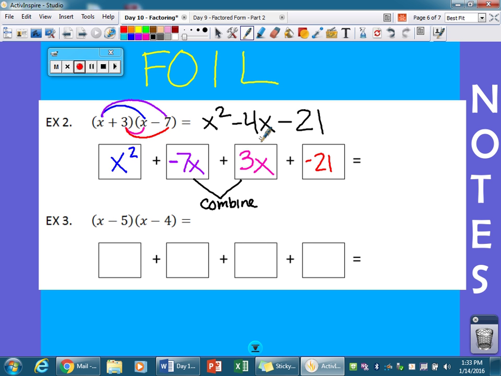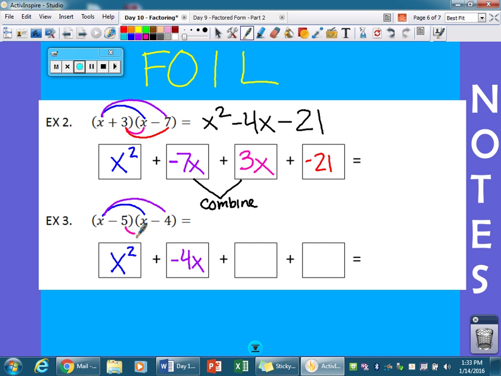Okay, here's another example. First, we're going to do first for the F, x times x, x squared. Outer, x times negative 4. X times negative 4 is negative 4x. Don't put negative x4. It doesn't really make sense in the math world. We always put the number first and then the x.